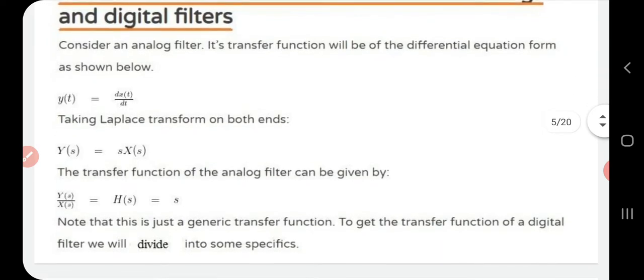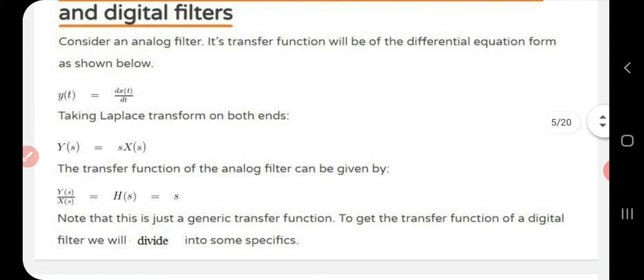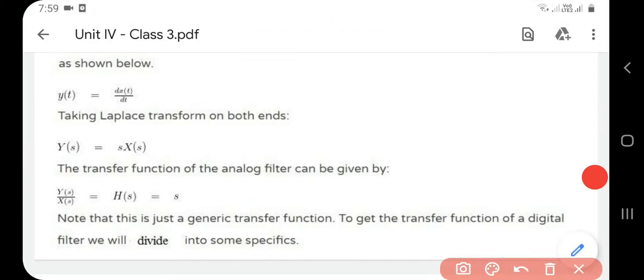Okay. Now, the transfer function of the analog filter can be written as, from this particular equation, Y of s divided by X of s. That is, can be written as H of s, that is actually equal to s. Now note that this is just a generic transfer function.